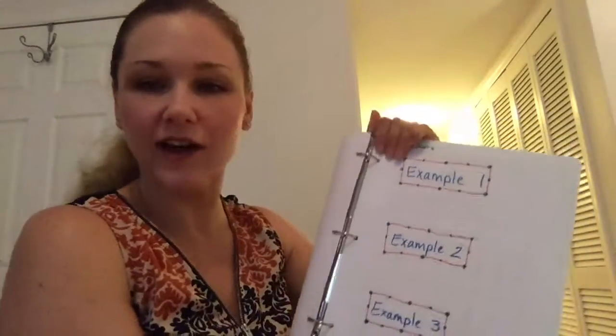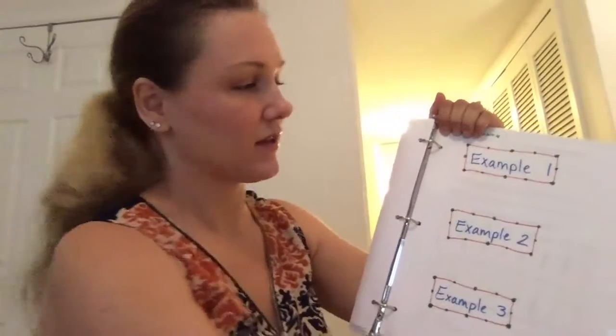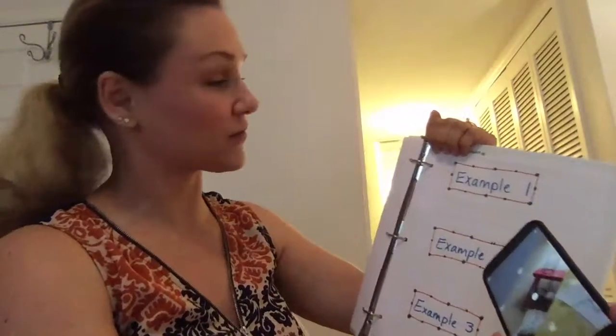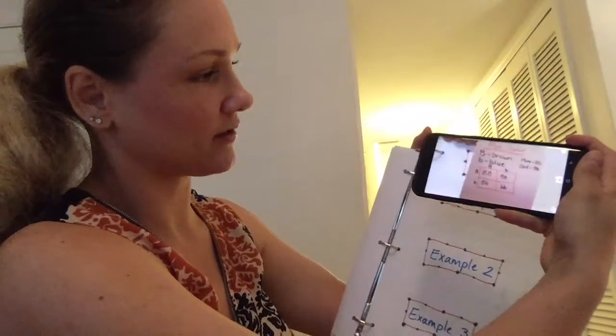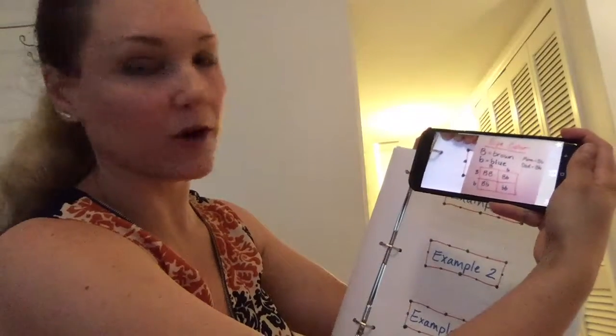Okay, so you can see here I have some examples. And so this comes right after that video that I just watched. So let's look at example 1. Okay, so that's a simple Punnett square.